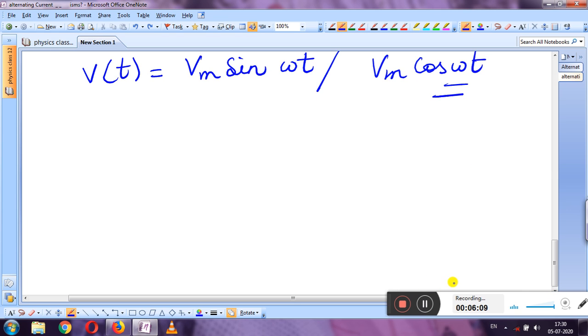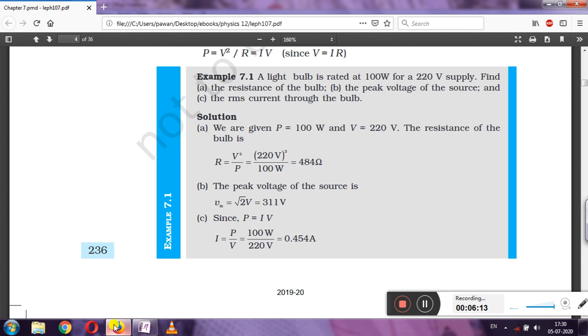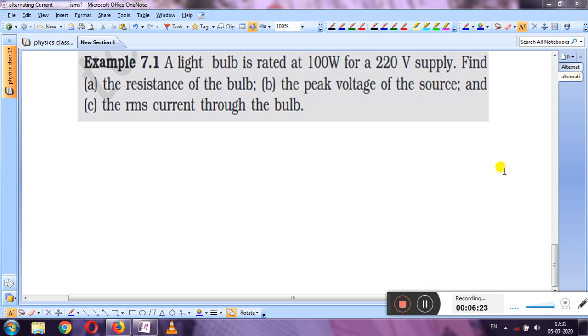Sorry, not derivation, numerical. Let us see one numerical in the book. So what numerical do we have? We have a light bulb is rated. Let me copy this question in our notebook. I copied this question. Now it will be easier for us to solve. Let us solve this numerical.